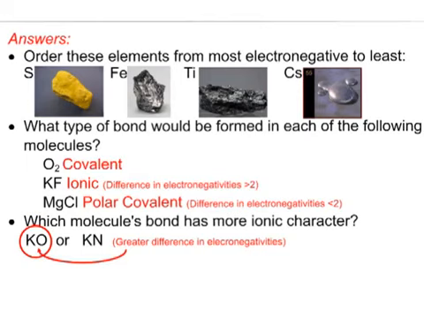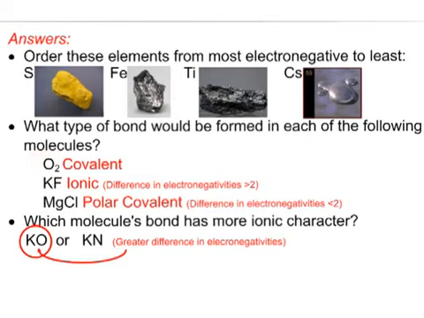Okay, I'm sure you got all of these correct. The first question, order these elements from most electronegative to least. Simply based on periodic trends, you should be able to figure out that the order is sulfur, iron, titanium, and cesium. Then what type of bond would be formed in each of the following molecules?